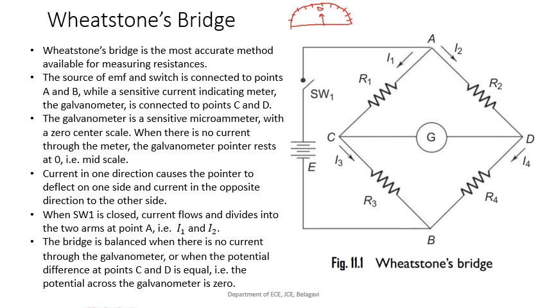Now if your current is flowing from, let us say, you can see here there is a D point and here there is a C point, right? So if your current is flowing from C to D, then your indicator will shift to the right side. If your current is flowing from D to C, then your indicator will show indication on the other side, you can say the left side. So this is how this galvanometer will be set up.